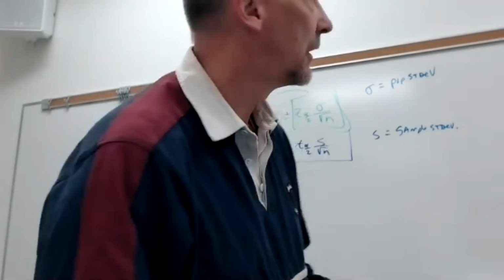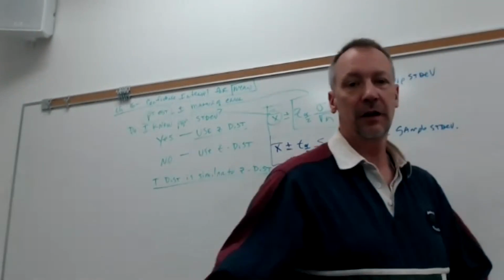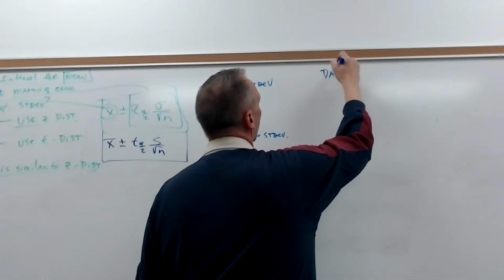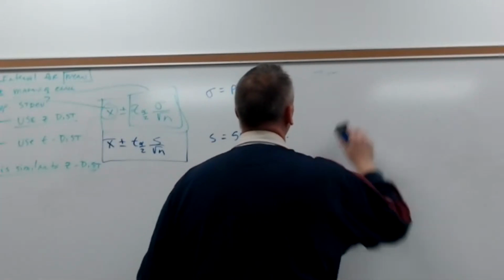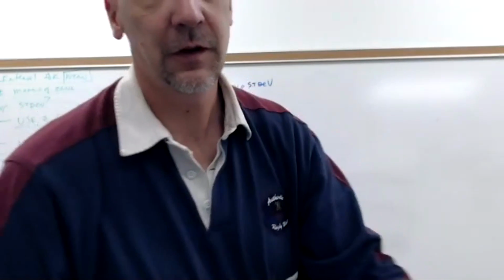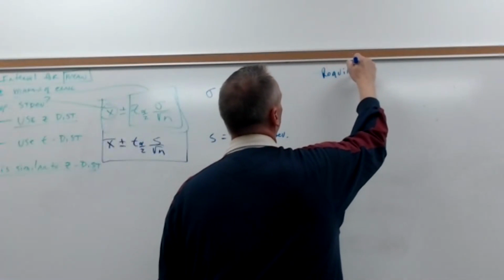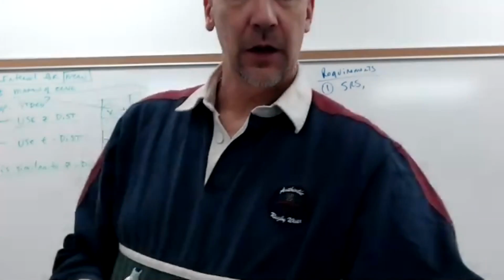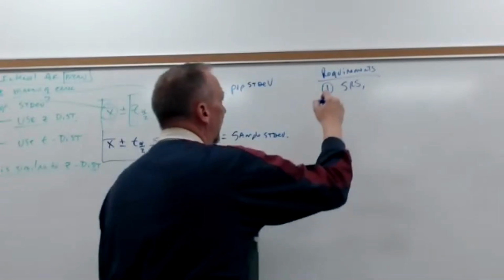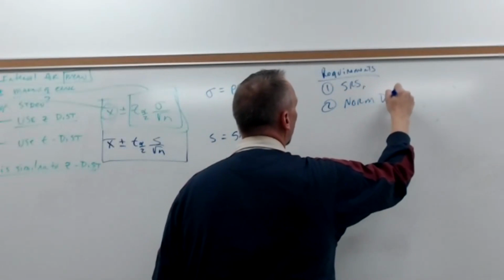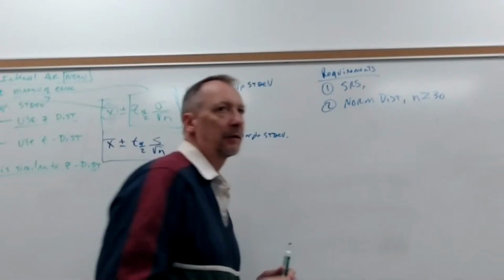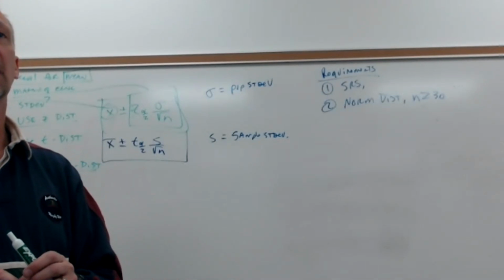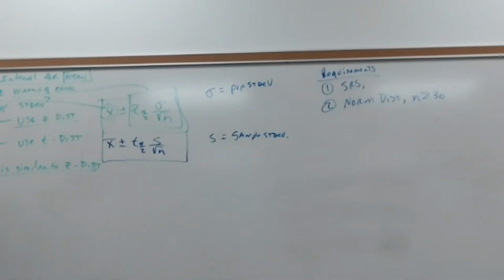Okay, so let's talk about some requirements. Requirements. Number one, the data comes from a simple random sample. Number two, it comes from a population that is normally distributed, and your n should be greater than or equal to 30. Okay? Yes. Is that a requirement for all of that, or just the yes or no? Does that make sense what I'm asking? It's for both.